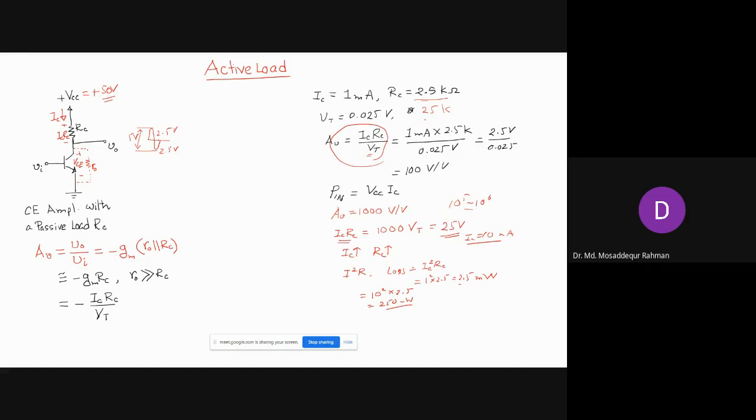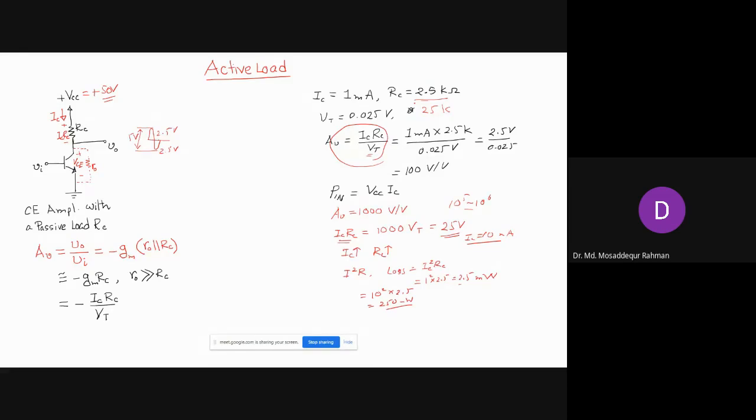And what are the downsides of this one? Increasing the resistance will take more space in the IC chip. So for 2.5K, whatever space it would take, for 25K it would take 10 times more of that space, right? The space will be 10 times of that. So you see the chip area will increase, right?